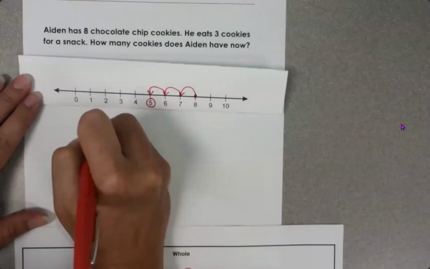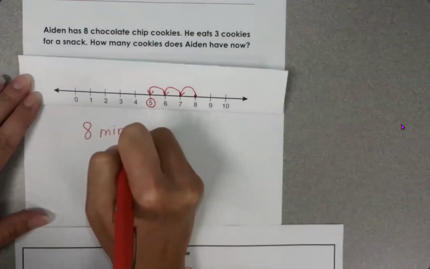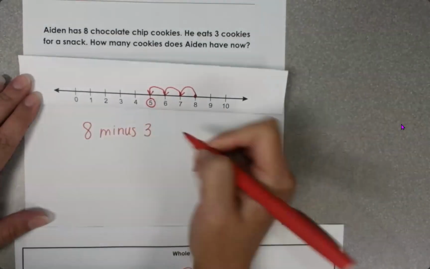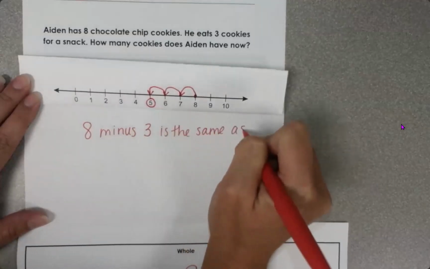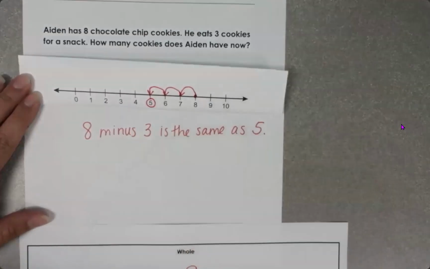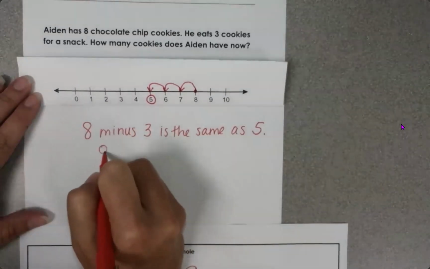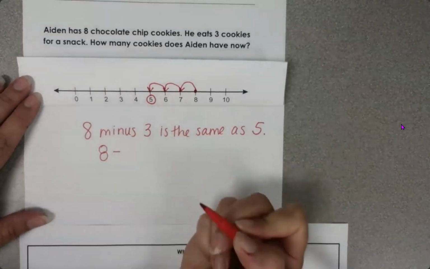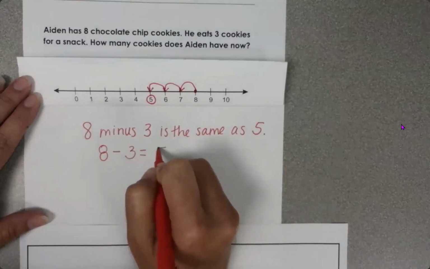And so I know that 8 minus 3 is the same as 5. I can also write this as an equation. 8 minus 3 equals 5.